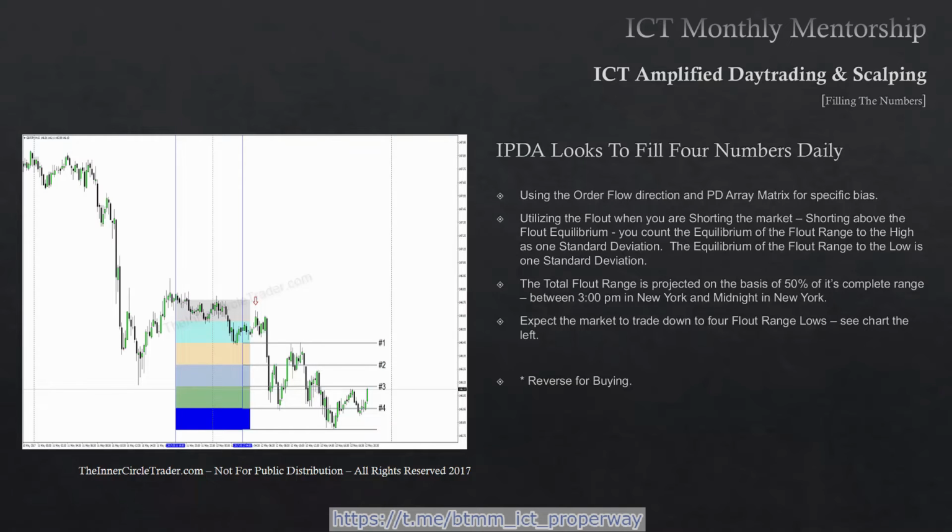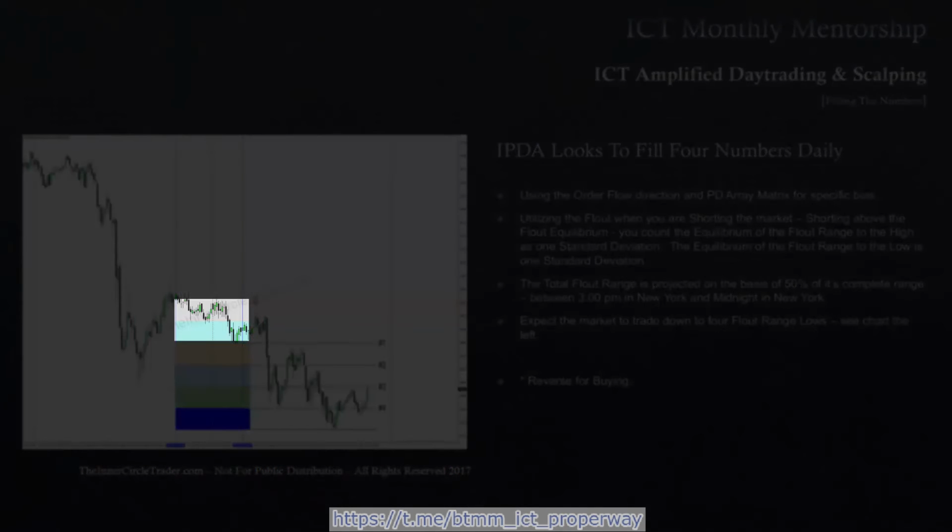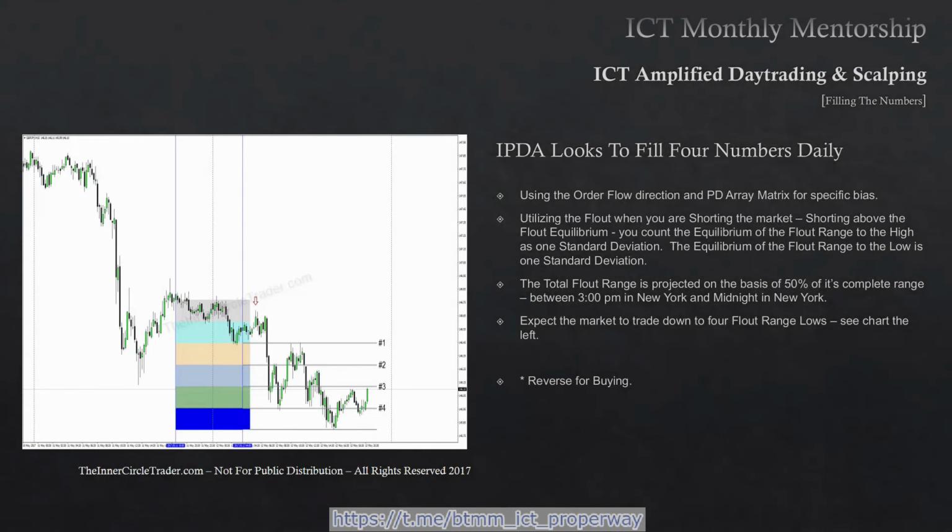Price needs to be selling short. If you're going to be bearish, you have to sell short above the equilibrium of the flout's total range, or in the uppermost portion of that flout range, or the gray box here, as indicated with the arrow. Price trades down to level 1, which is the new flout range low, or basically the lower half of the total flout range.